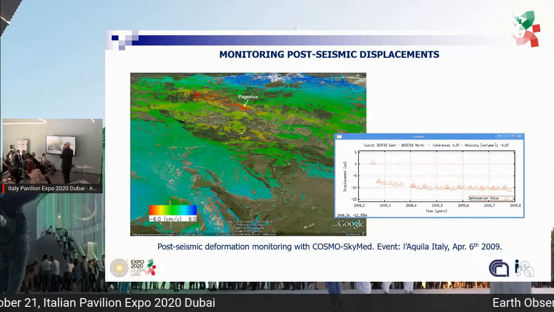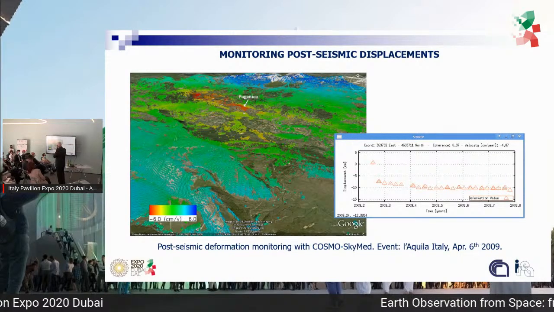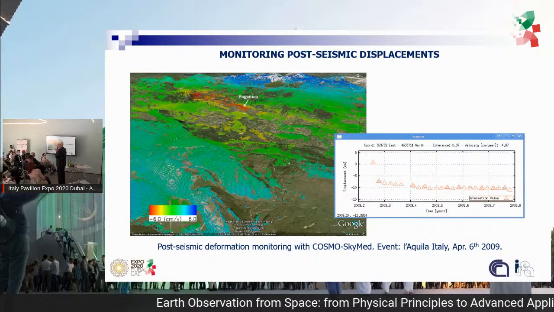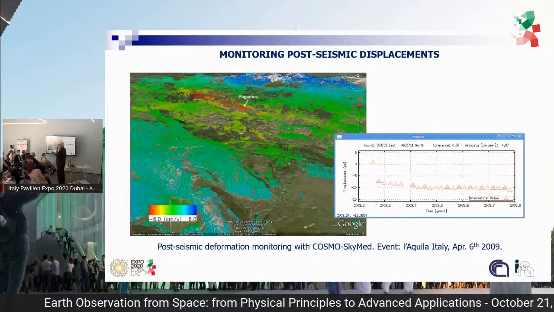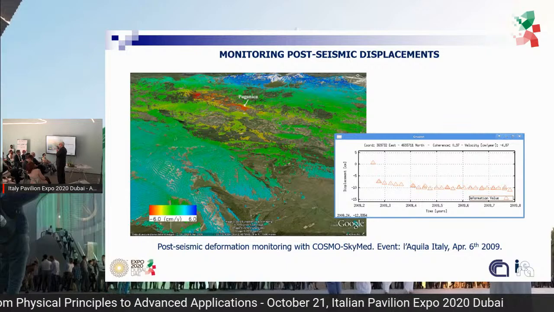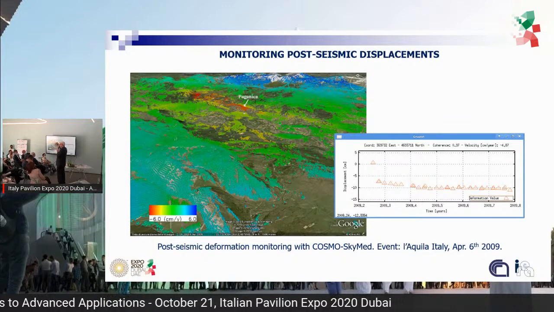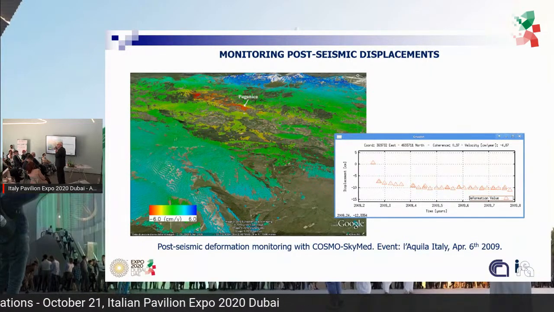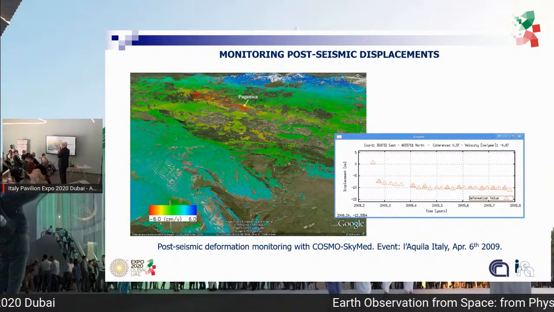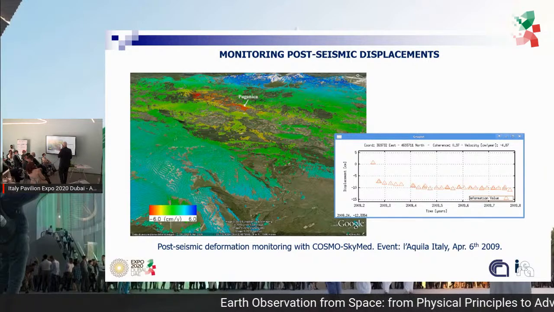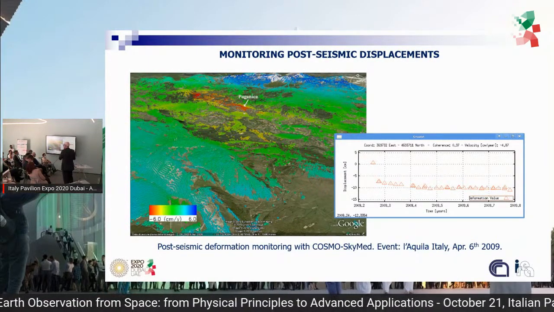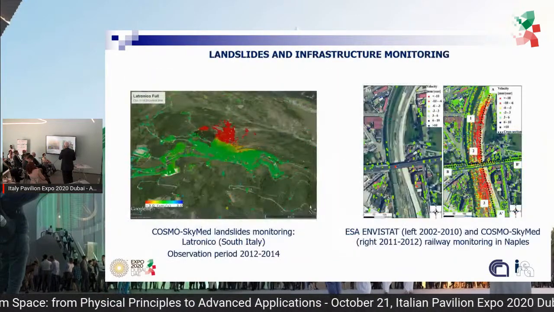What was interesting here is that this data demonstrated that the main shock produced a rupture on the fault plane, but all the aftershocks produced rupture in the upper part of the fault. So the aftershocks were located in the upper part of the fault. A very interesting and exceptional data set that allowed this kind of monitoring.